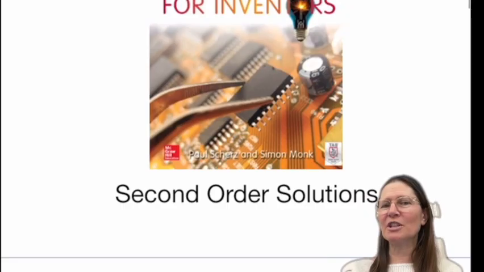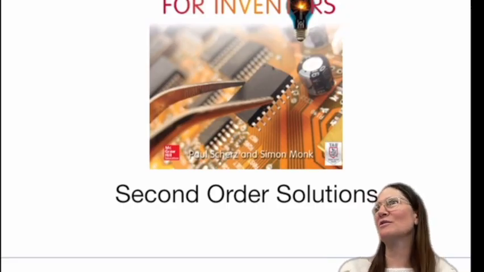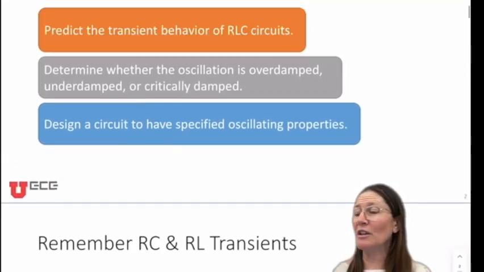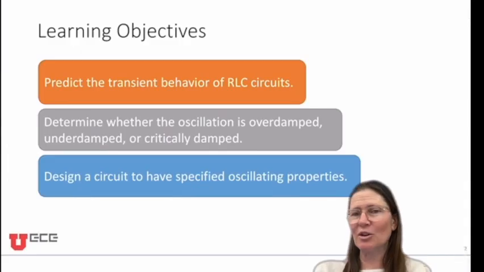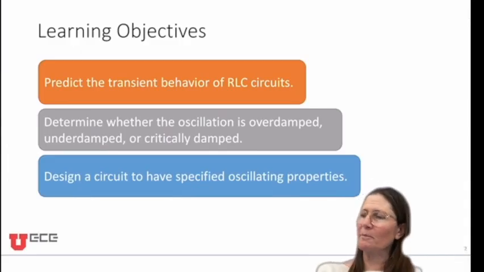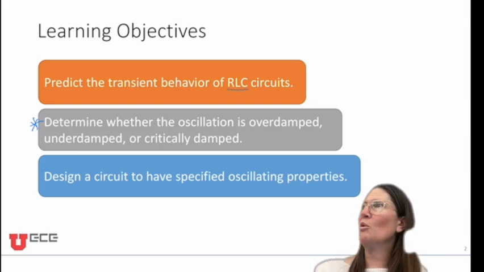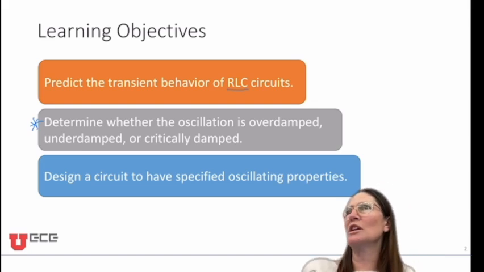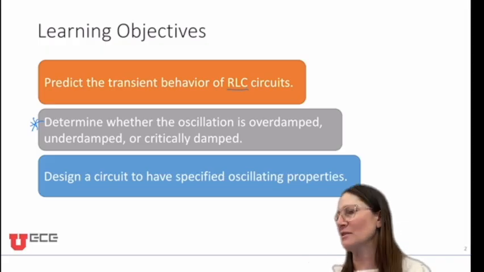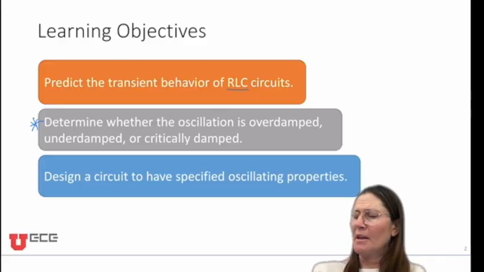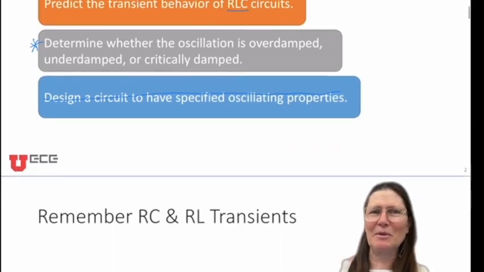So we're going to move today into second order solutions. So far we've only looked at first order circuits, so we're going to look specifically at an example of a second order circuit, which is an RLC circuit. And then we're going to talk about the solutions, because with a second order system, you can get different types of responses: overdamped, underdamped, and critically damped. Then we're probably not going to get to this last part, so these two objectives are what we're going to look at.